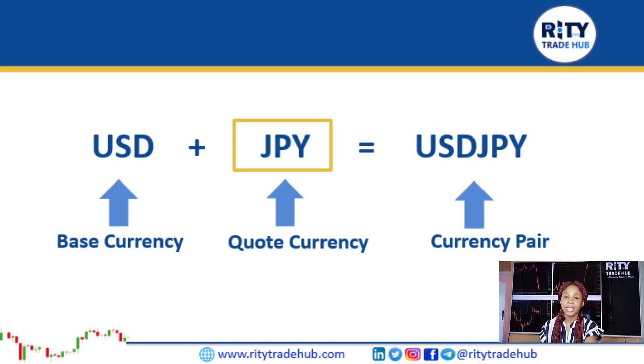This implies that if you think that the base currency will go up in relative value while the quote currency will go down in relative value, then you should buy the currency pair. If instead you think that the base currency will go down in relative value while the quote currency will go up in relative value, then you should sell or short the currency pair.